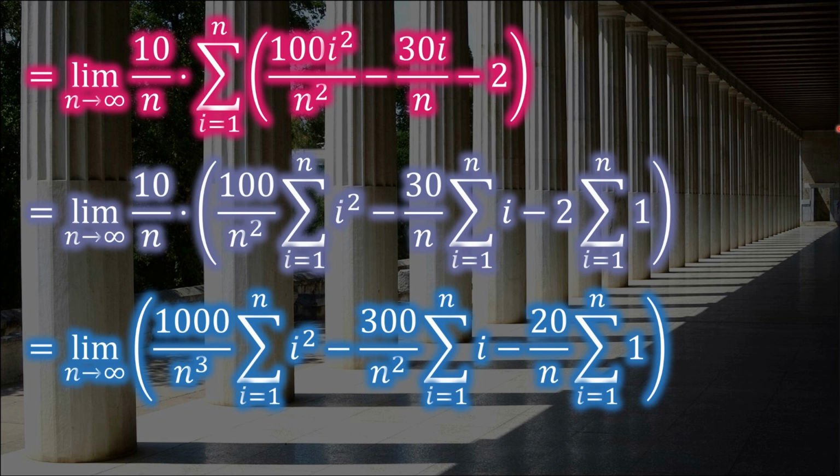We know it for I, we know it for 1, we know it for all of them. I'm going to go ahead and distribute my 10 over n, though. That's going to give me 1000 over n cubed when it multiplies by this one, 300 over n squared when it multiplies by this one, and 20 over n when it multiplies by this one.